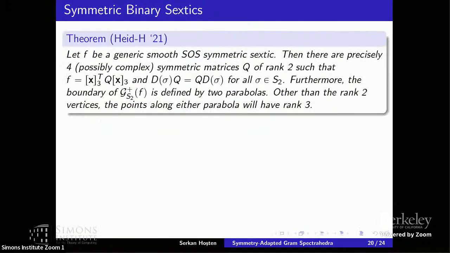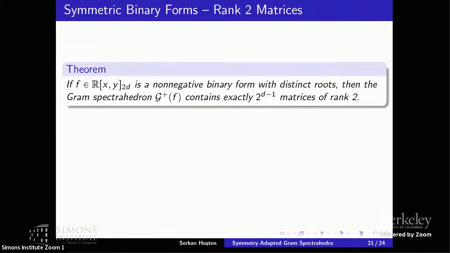Okay, almost done. Let me finish with the following two results. If you look at general binary forms, the quartics, sextics and octics, there is a general characterization of those points on the spectrahedron, not the symmetry adapted one, the usual one, which are of rank 2. These rank 2 representations can be figured out from some partition of the roots of your polynomial. And there are always 2 to the d minus 1 of them.